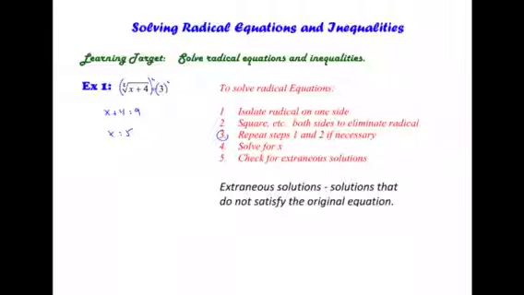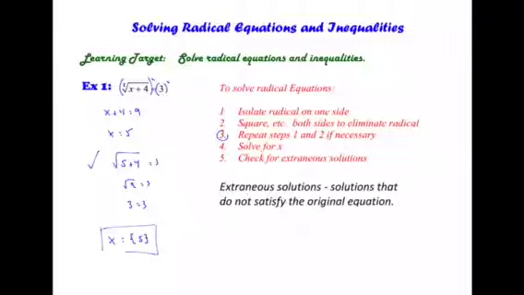And then we check for what's called an extraneous solution. So when I plug in x equals 5, the square root of 5 plus 4 is the square root of 9. Does that equal 3? And the answer is yes. So the solution x equals 5 is correct.